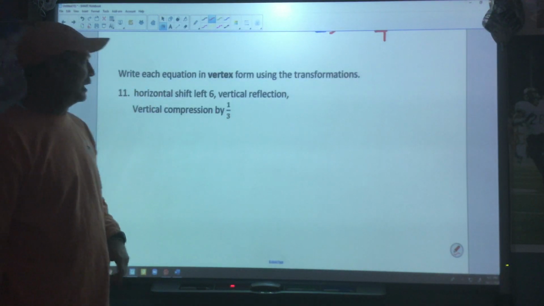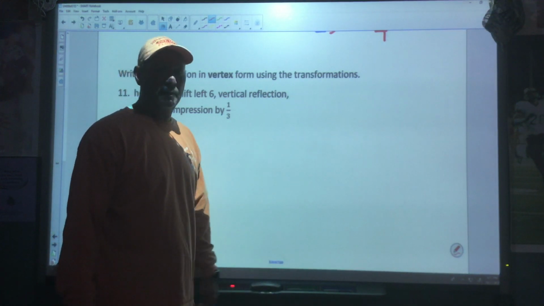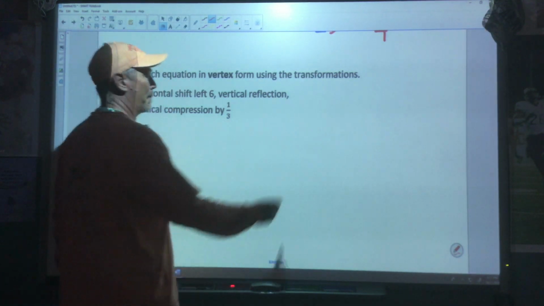All right, next question. Write the equation in vertex form using the transformations. Okay? So, vertex form.